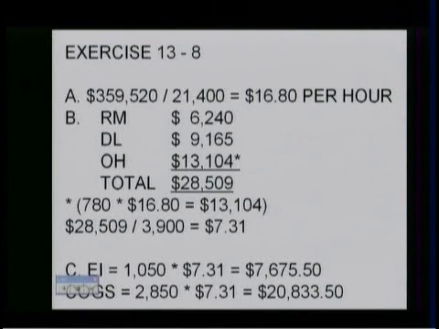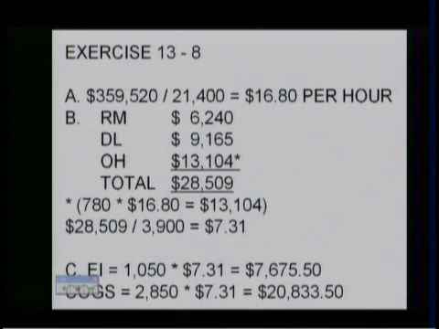So in Part A, they ask you to calculate the predetermined overhead application rate that's going to be used for making these gloves. Well, all you do is simply take your total estimated cost, $359,520, divide that by the number of machine hours, 21,400, and you find that for every hour they run the machine, there's going to be $16.80 worth of overhead.